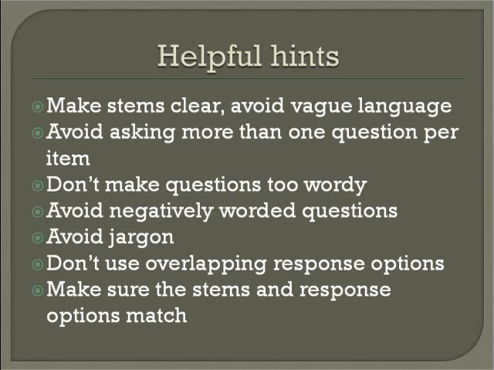For example, if you were asking high school science teachers, "I prefer to teach biology and chemistry," strongly agree, and so on. Well, you've actually got two questions in there. One is about biology, one is about chemistry. Don't make your questions too wordy. Avoid negatively worded questions. There are actually ways to include negative items in a survey, and when we get to data input, we'll talk about ways to reverse items on the computer instead of you doing it manually, where there's possibility of making mistakes. Avoid jargon. Don't use overlapping response options.